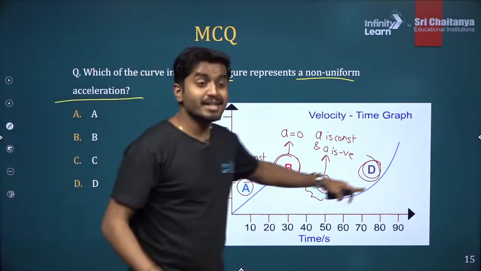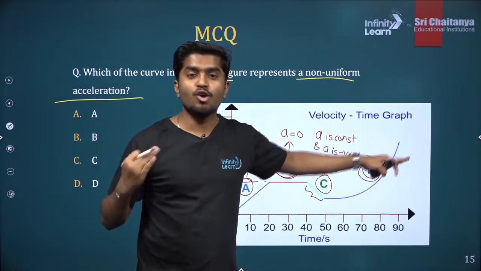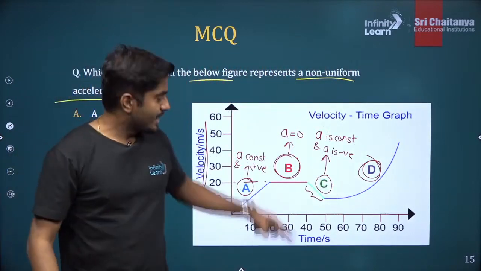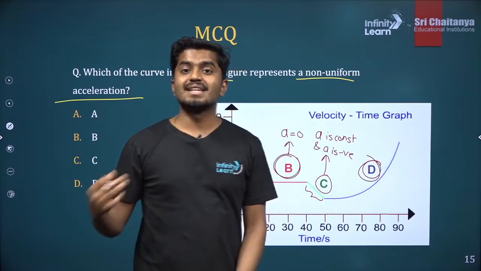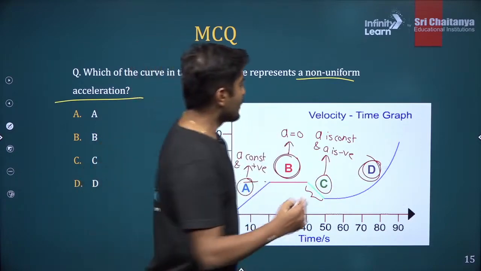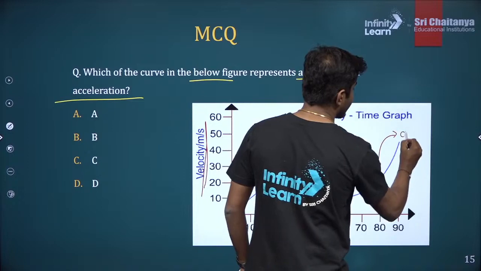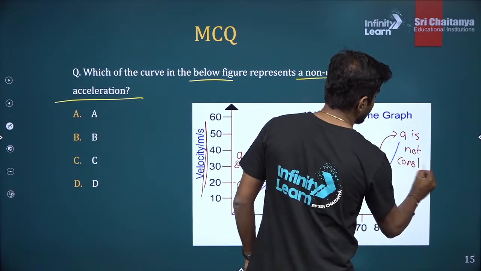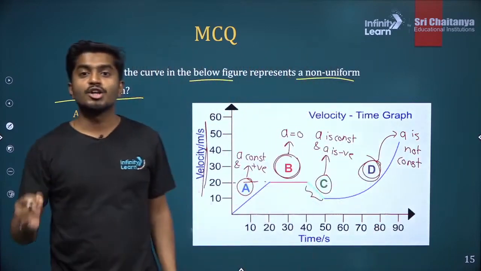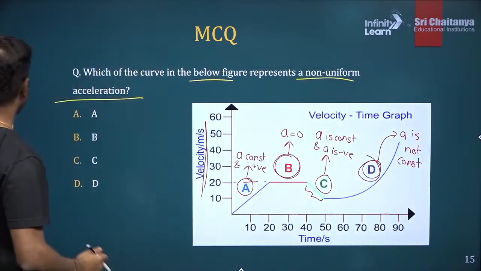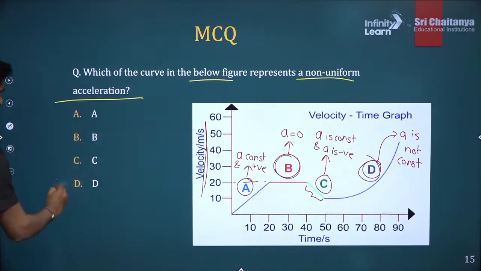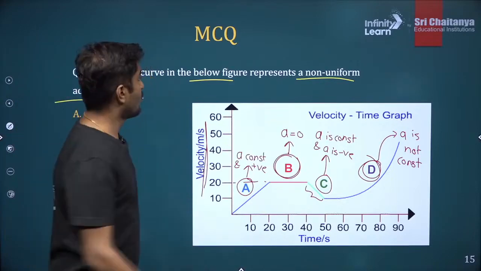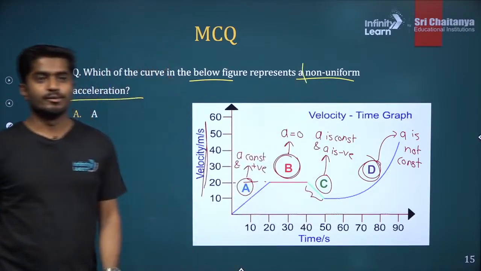So the rate of change of velocity is not constant for this last curve. So what does that tell you? It tells you that the acceleration is non-uniform. So acceleration here is not constant. Not constant means it is non-uniform. So which option is correct? It is option D. For this, acceleration is non-uniform. That is the correct answer.